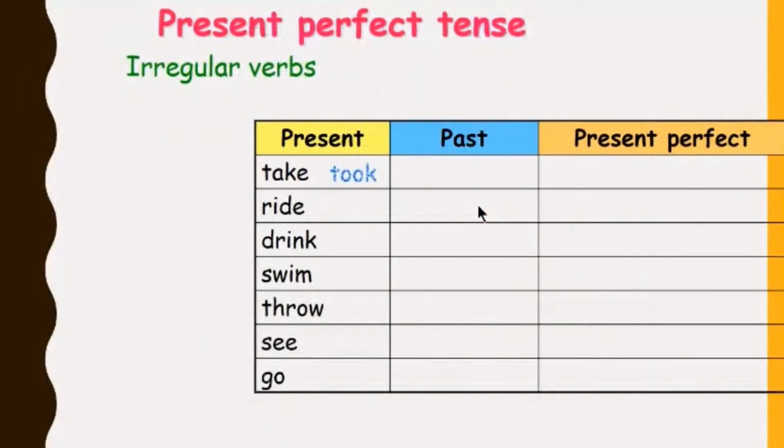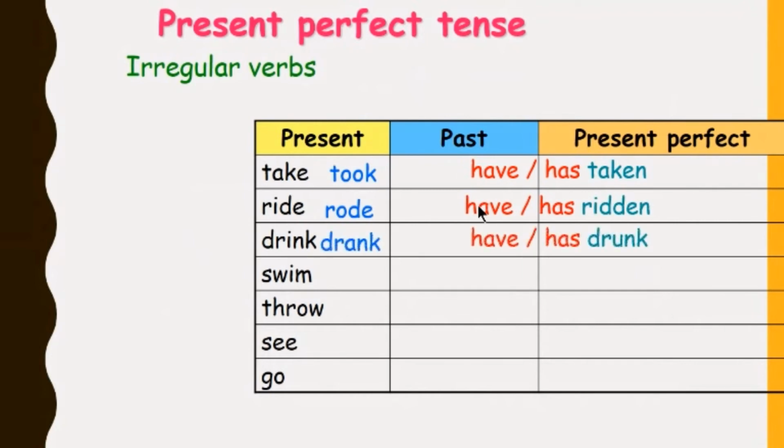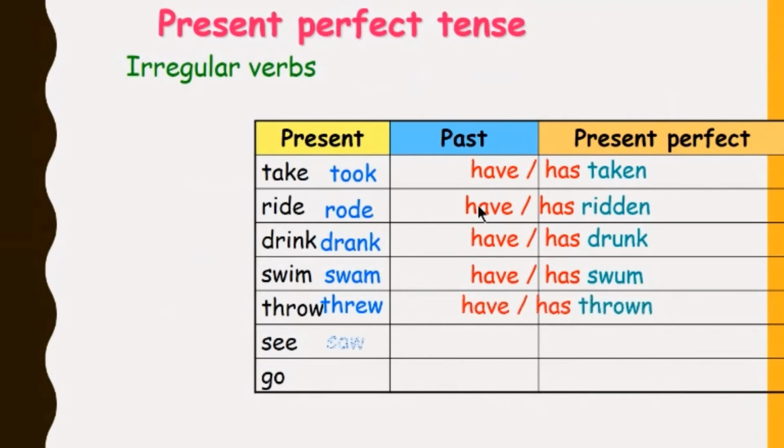Take, took, have or has taken. Write, wrote, have or has written. Drink, drank, have or has drunk. Swim, swam, have or has swum. You have throw, threw, have or has thrown. See, saw, have or has seen. Go, went in the past. In the present perfect, have or has gone.